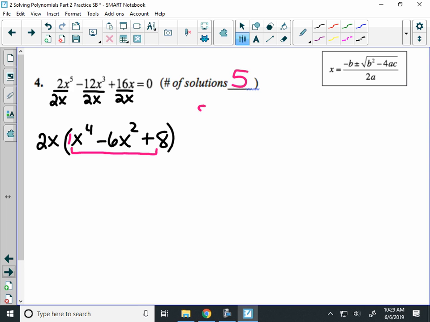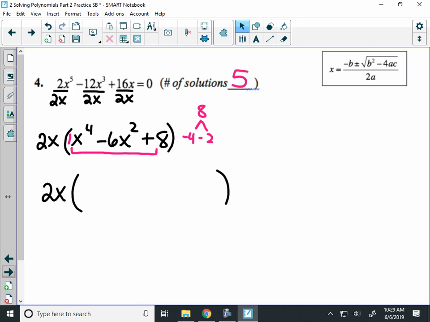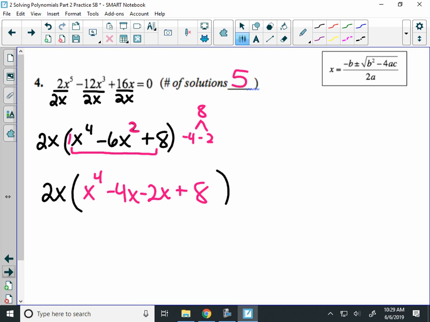Two numbers that multiply to 8 and add to negative 6, well that's negative 4 and negative 2. My GCF stays in front, and I'm going to split the middle into being x to the 4th minus 4x squared minus 2x squared plus 8. All right, now my grouping. My GCF there is an x.